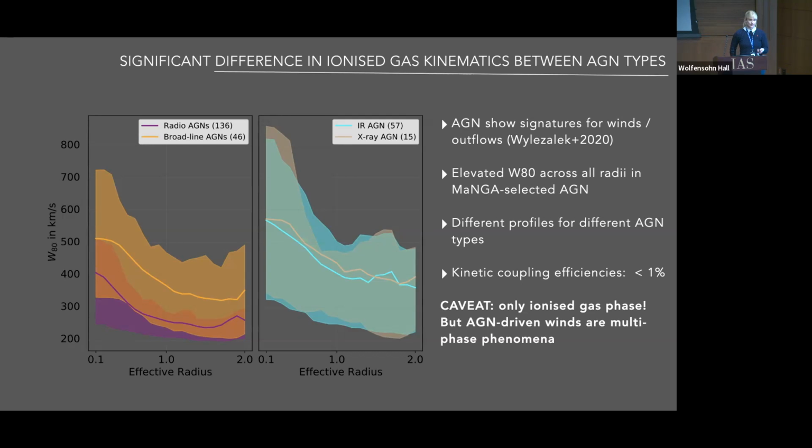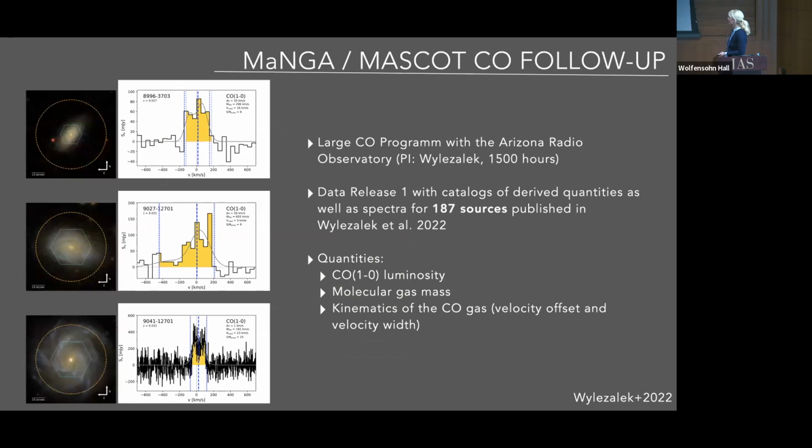As I said, these AGN are low luminosity, low redshift. The kinetic coupling efficiencies are very, very low. So these winds, even if they are there, probably don't do much to their host galaxy. But the caveat here is that we're only looking at the ionized gas phase, right? We don't know what the other gas phases do in these sources, but we know that AGN-driven winds are multiphase phenomena.